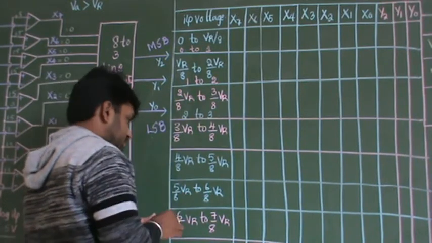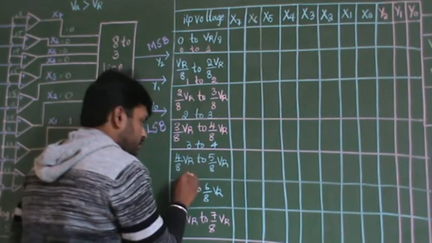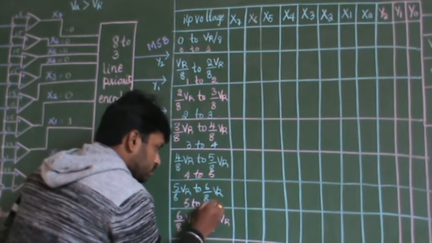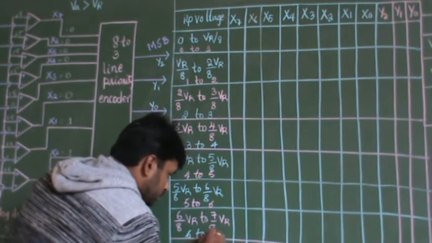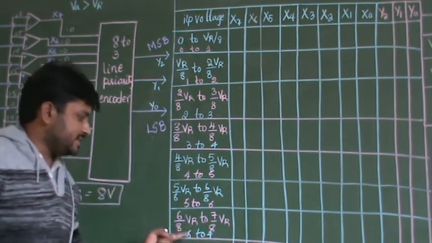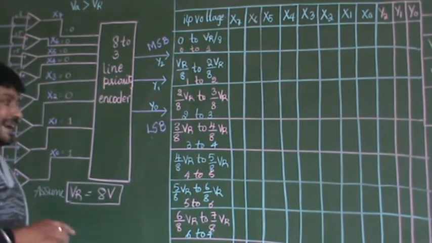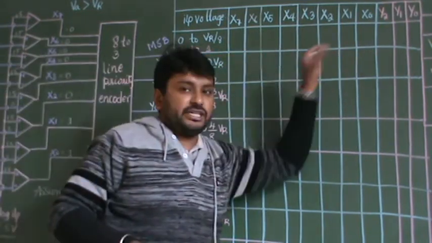Next 3 to 4, next 4 to 5 volts, next 5 to 6 volts, next 6 to 7 volts, and 7 to 8 volts. If your input voltage lies between these two quantities, then you have to write the representation here.